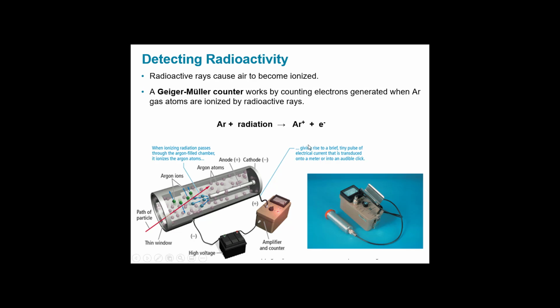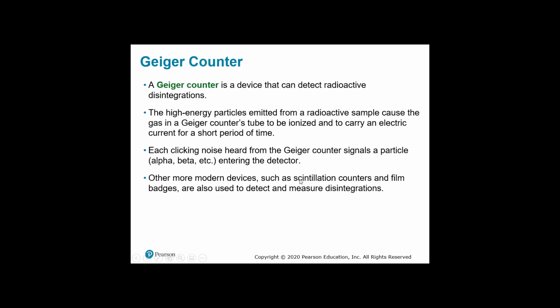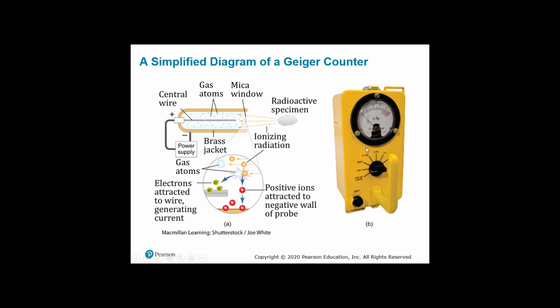And when it does that, it will give brief tiny pulses, and those are the clicks you hear. Every click signals a particle entering the detector, so every click is telling you something. These high energy particles from a radioactive sample cause the gas to be ionized, and then it can carry an electrical current for a short period of time. So that's what you're hearing with that.